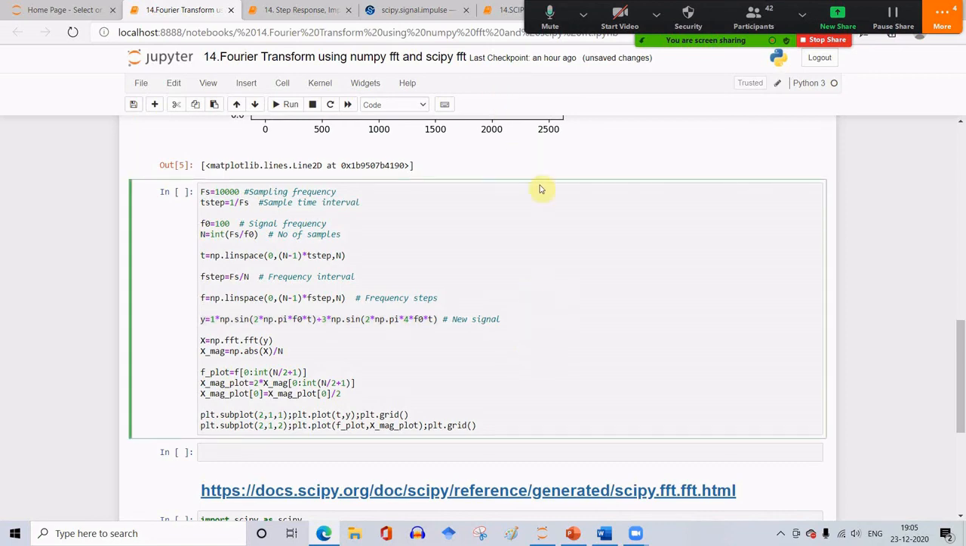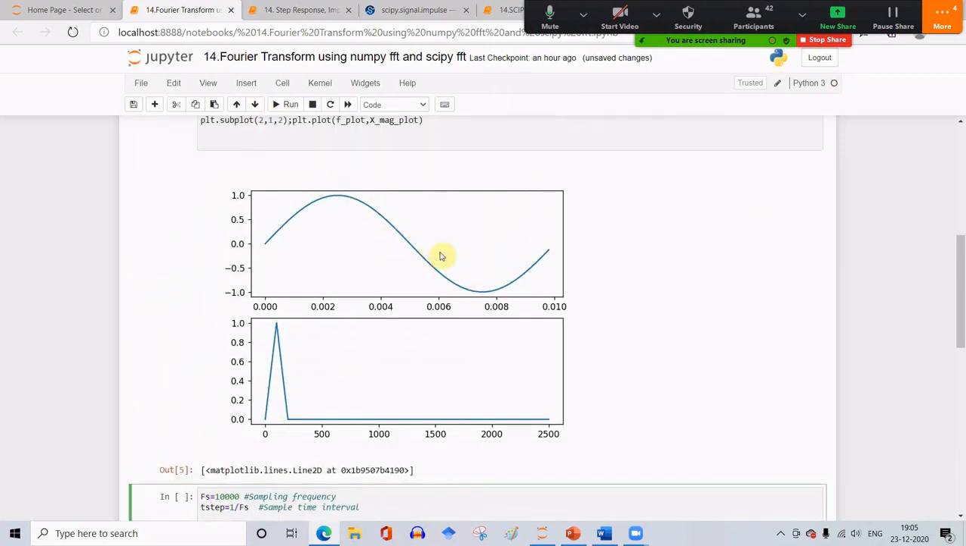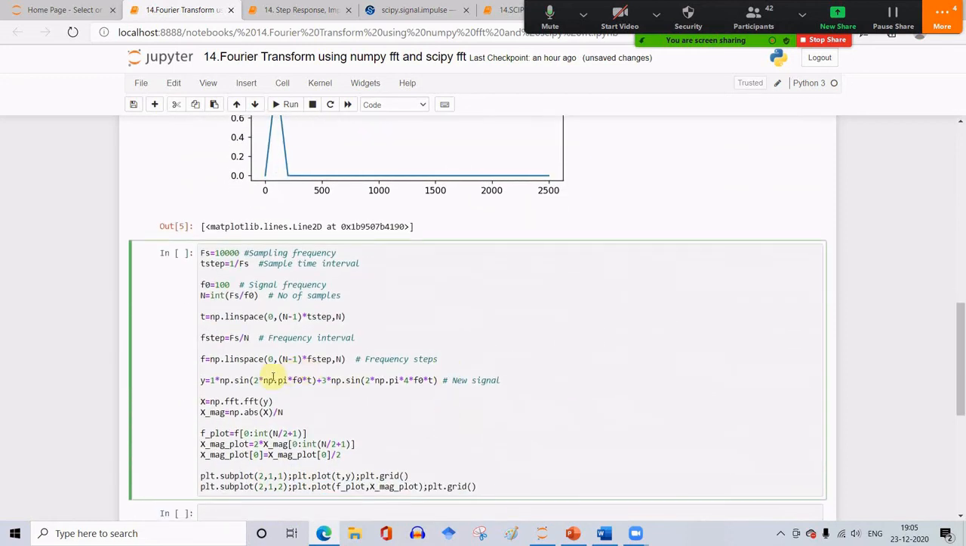Now, same signal, but I'm making some changes to this signal. I will add one more sinusoidal signal of a different frequency. So this is my original signal: 1 into np.sin of 2 pi f naught t is the original signal. To that I'll add one more sinusoidal signal with amplitude 3 and frequency given by 4 times f naught. Okay. So if I add these two, I get a signal other than a pure sinusoid.